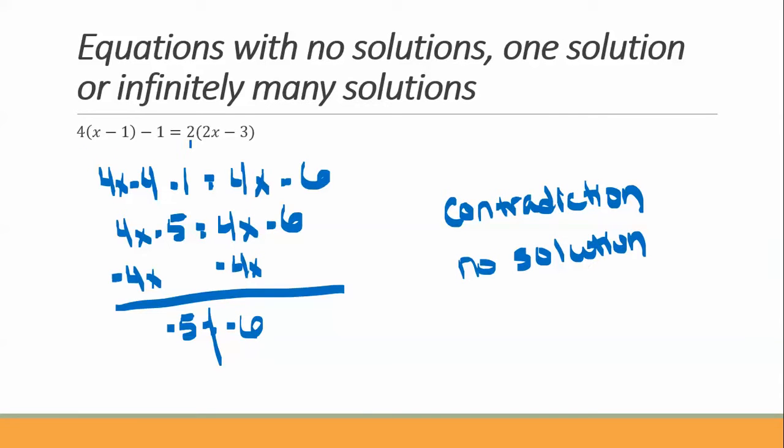So you could plug in an infinite amount of numbers and you would never get two numbers that both sides equal. Think about what that would mean if we were graphing. How would we never have two lines cross?